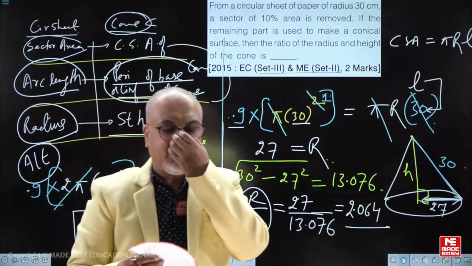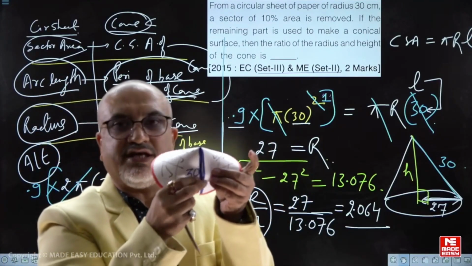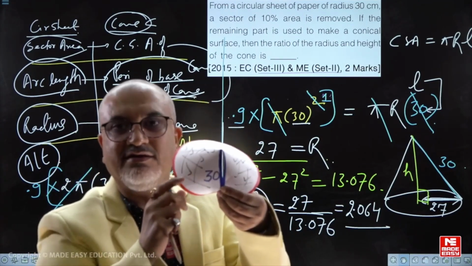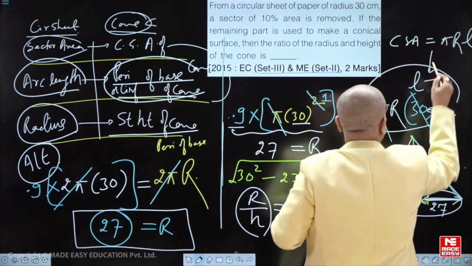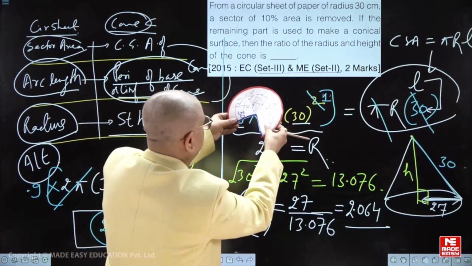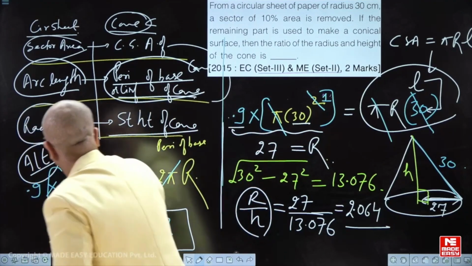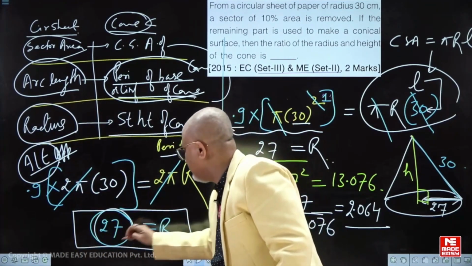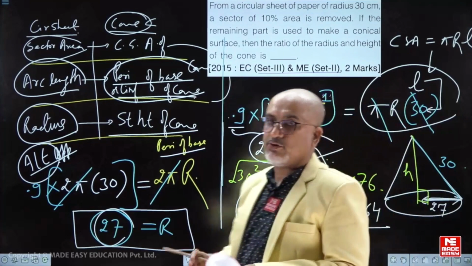So either way we can do it. This sector area will make the curved surface area of the cone. First point, we are evaluating sector area equal to CSA of the cone, that is equal to pi r L. Another way, interesting: arc length will make the circumference of the base of the cone. So here is an alternate approach. Arc length is making the perimeter of the base of the cone. Again, we are getting r equal to 27 from here. Same thing, we are getting the same result. r is equal to 27, and then we can proceed.